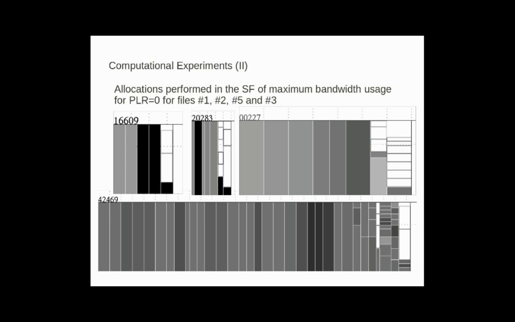The figures show the allocations performed in the period of maximum bandwidth use for the cases of configuring the obliged transmission threshold with the maximum value found in order to have a packet loss rate of 0 packets.